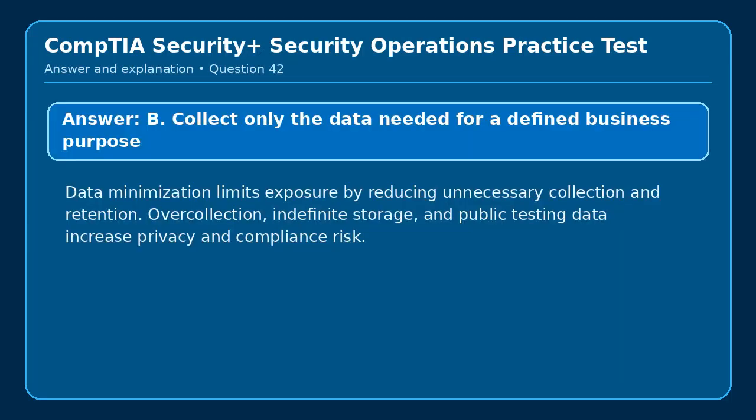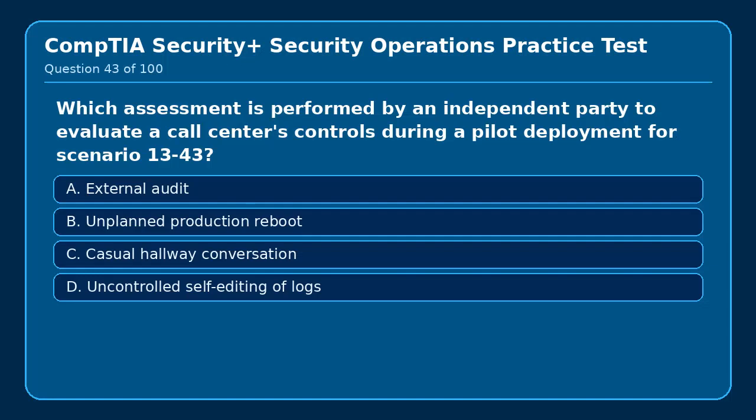Question 44. Which training outcome is most useful after a distribution warehouse runs a phishing simulation while documenting the incident ticket for scenario 13 to 44? A. Managers disable security reporting. B. Employees recognize suspicious messages and report them through the approved channel. C. Employees learn to approve unknown MFA prompts. D. Users store passwords in email drafts. Take a moment to choose your answer. The answer is B.